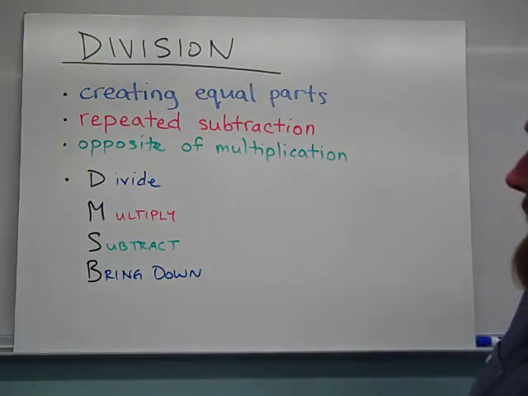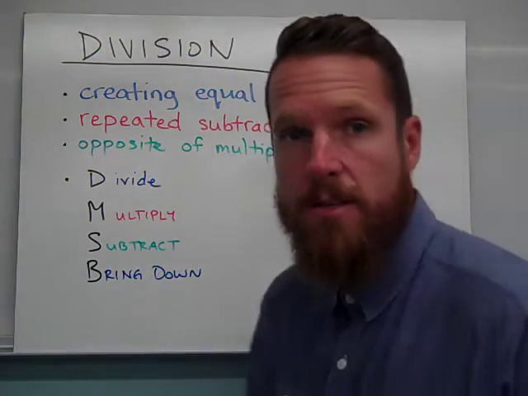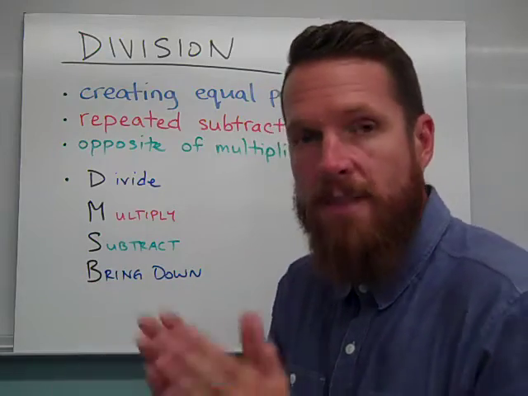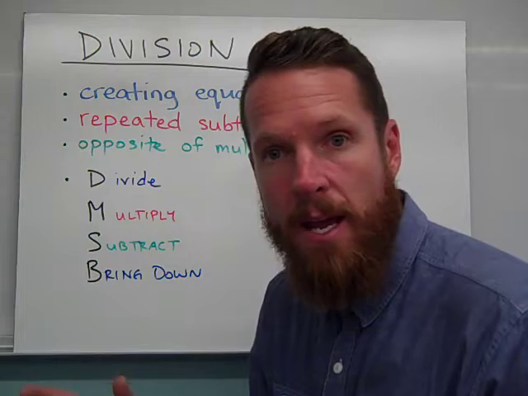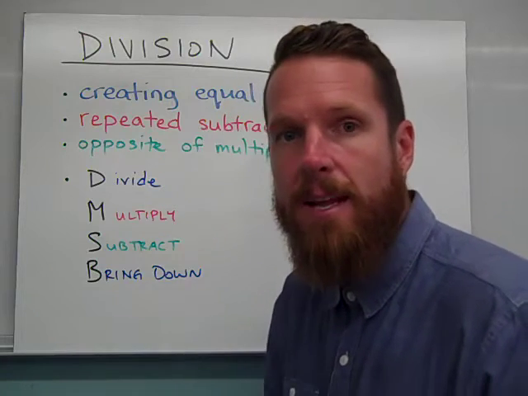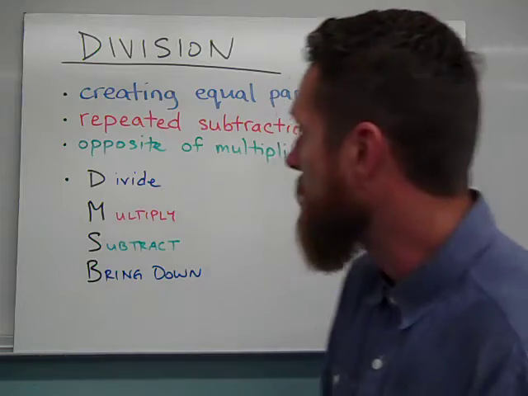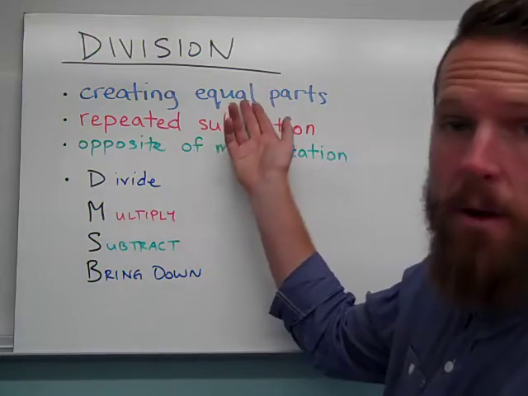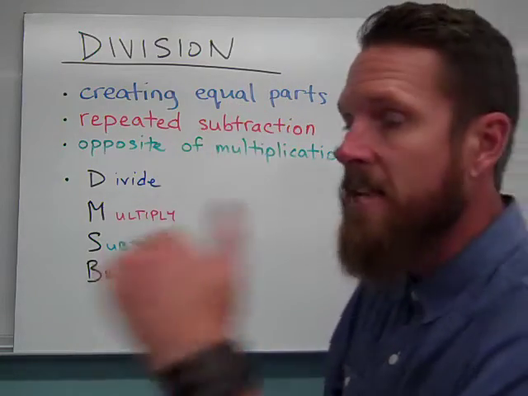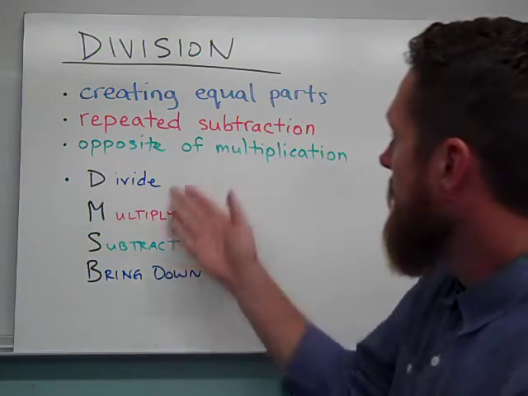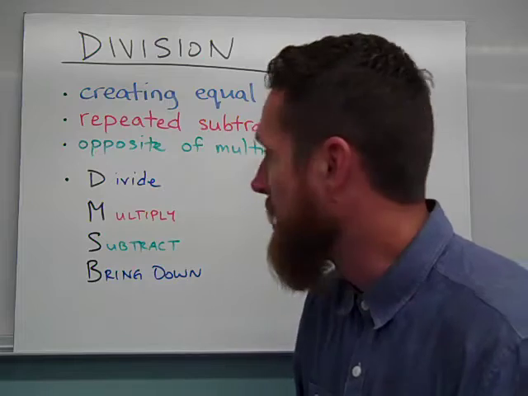So here we have division. Creating equal parts. Okay, so you're creating equal parts. You're dividing them into equal parts in a way to like share with a friend. For example, like a candy bar, you're dividing it into even parts to share with each person equally. But they are equal, and that's the important part. It's repeated subtraction. You just keep repeating subtraction over and over again. It's the opposite of multiplication.